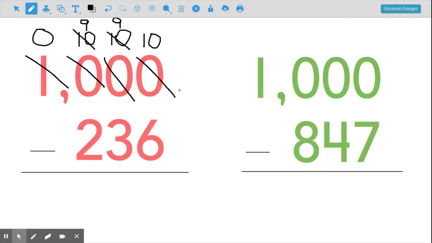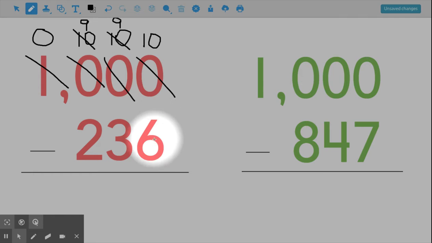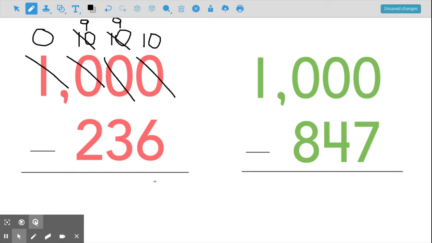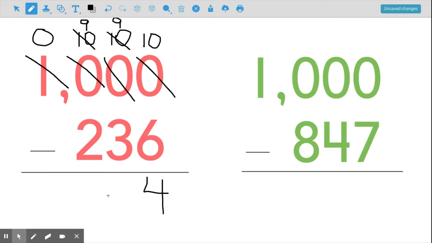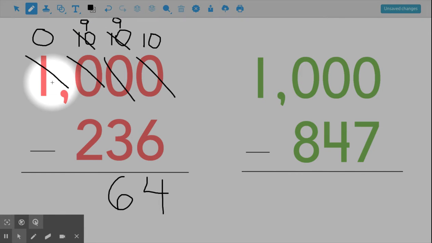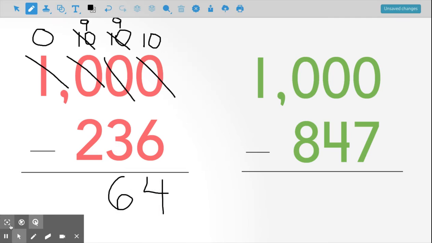But now that our problem is all set up and ready, I can look at my ones column and I've got 10, take away 6. Hold up 10 fingers and take away 6. That's going to equal 4. Now in my tens column, I don't have 10 anymore, I have 9. Remember, I changed that number to a 9. So I've got 9, take away 3. If I'm holding up 9 fingers and I take away 3 of them, I'm going to have 6 left over. And in my hundreds column, I've got 9 as well. 9, take away 2.